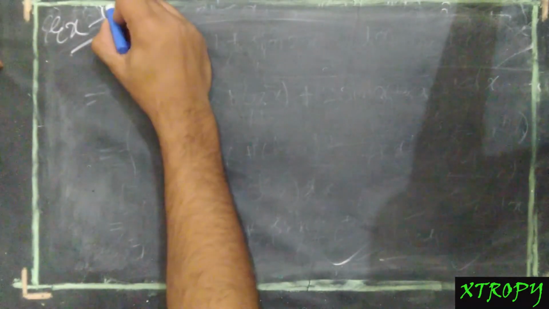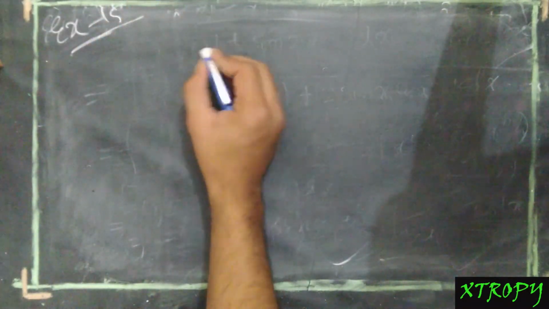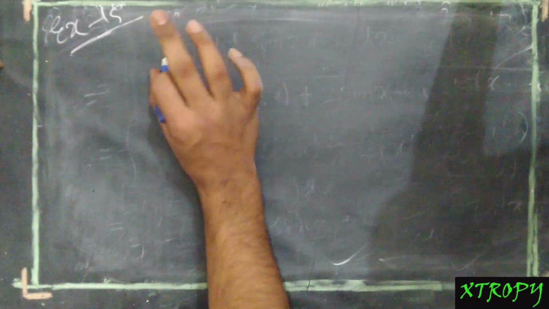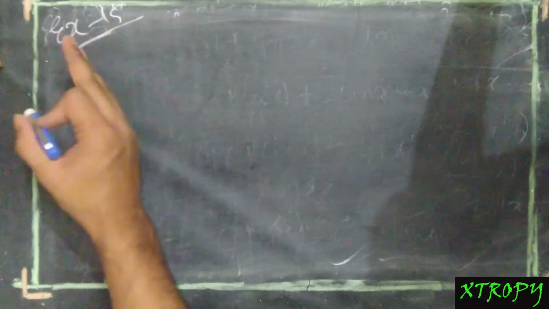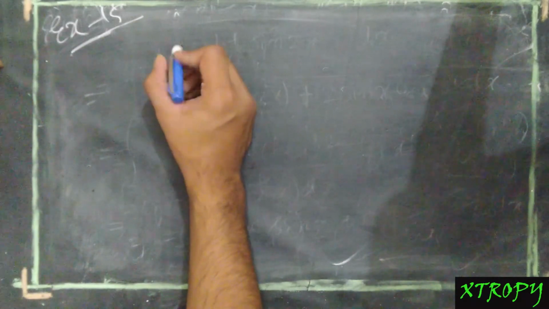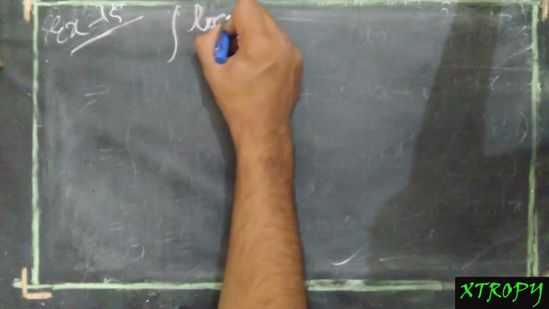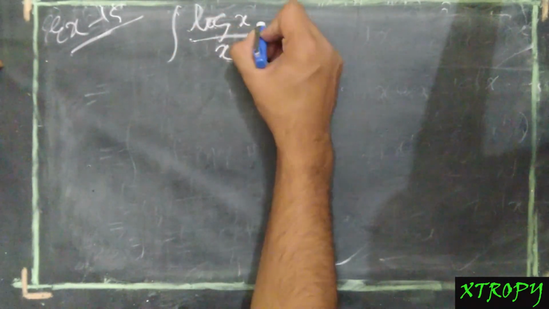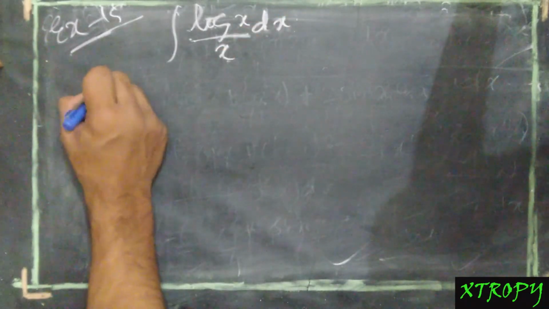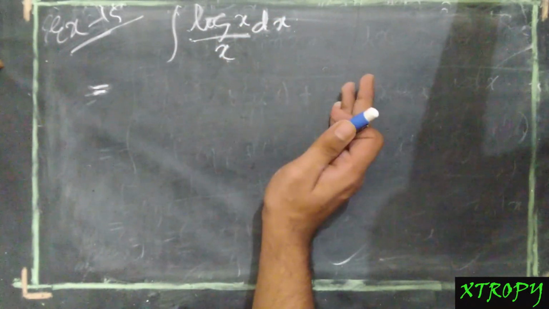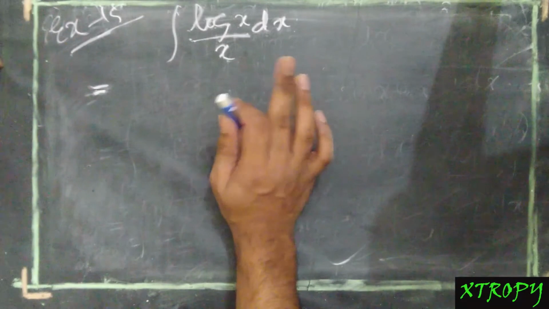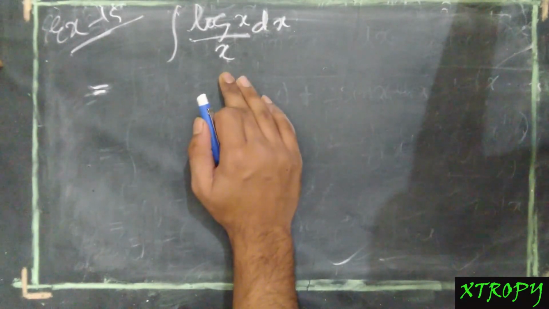Let us solve example number 15. This example may initially look tough, but it is the easiest of the last 4 or 5 examples. Suppose it is told that evaluate log x by x dx. So we know that we do not have any quotient rule in integration. Therefore, how do we approach this sum?